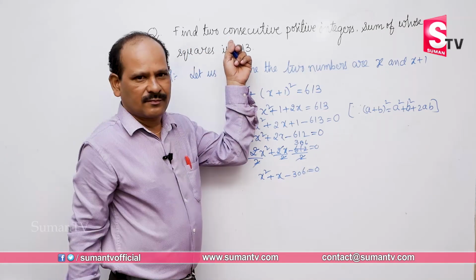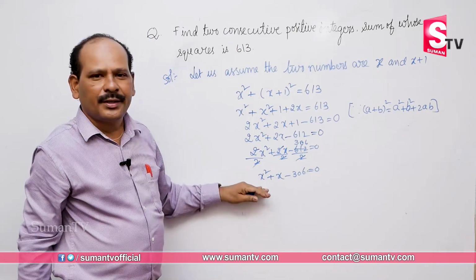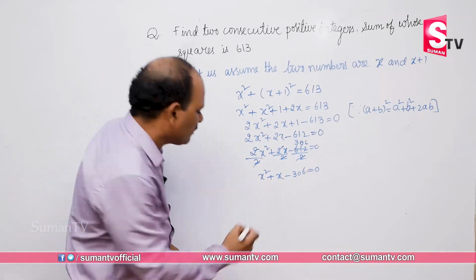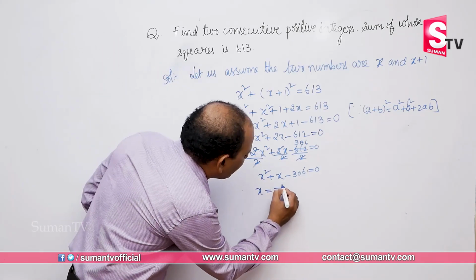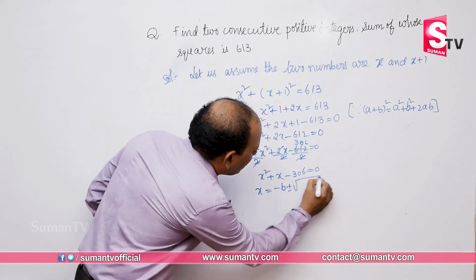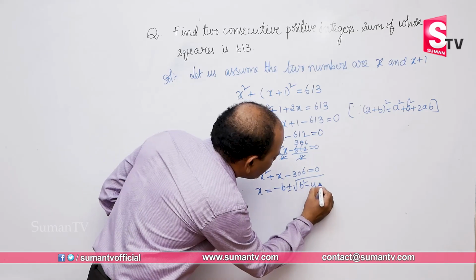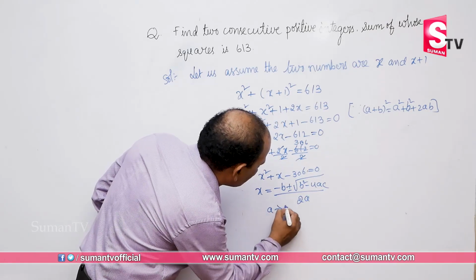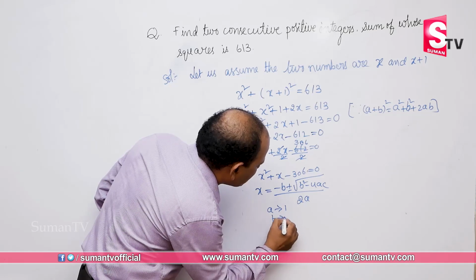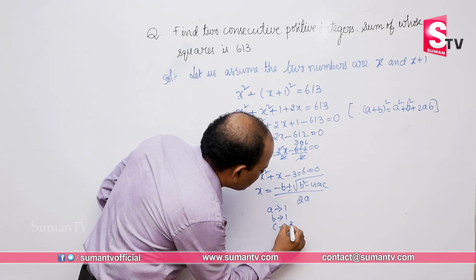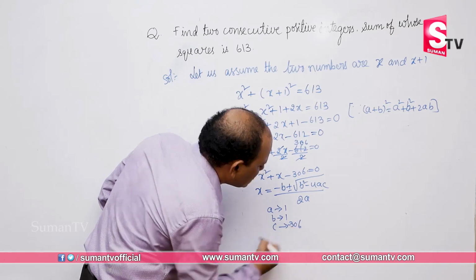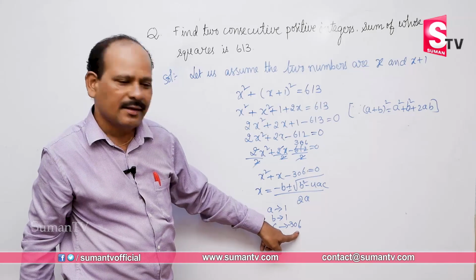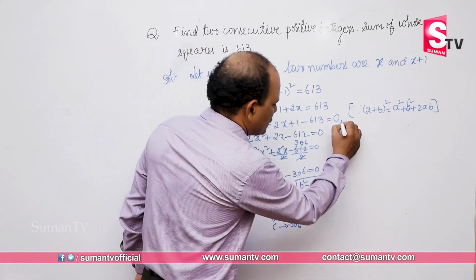Now this problem has come to quadratic equation form. Now let us simplify this quadratic equation by using the quadratic equation formula, b square minus 4ac by 2a. Here again I am writing a is equal to 1, b is also 1, c is minus 306. A is 1, B is 1 and C means constant, it is minus 306. Now substitute the values.